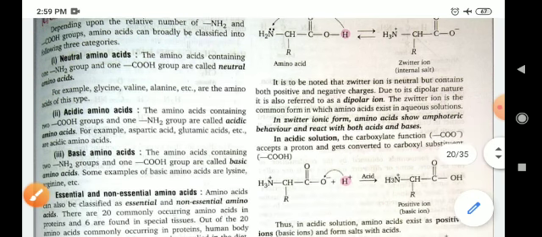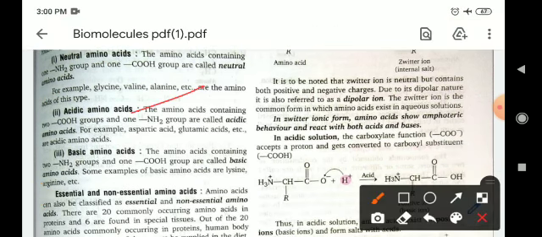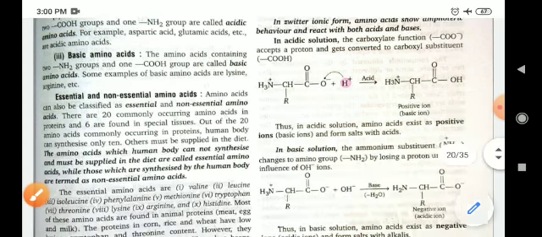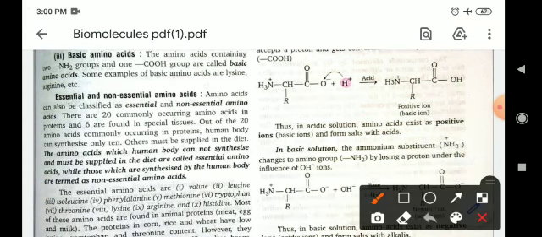Acidic amino acids: amino acids containing two COOH groups and one NH2 group are called acidic amino acids. Examples are aspartic acid and glutamic acid. Basic amino acids: those in which there are two NH2 groups and one COOH group are known as basic amino acids.